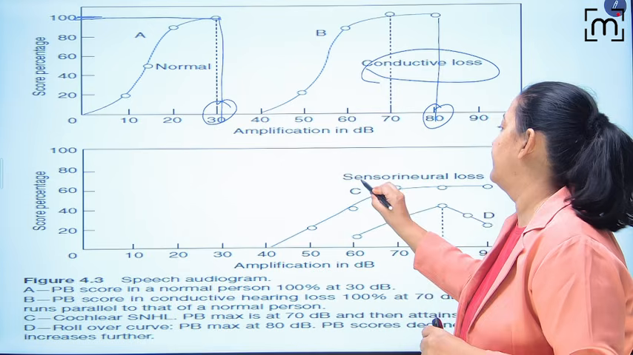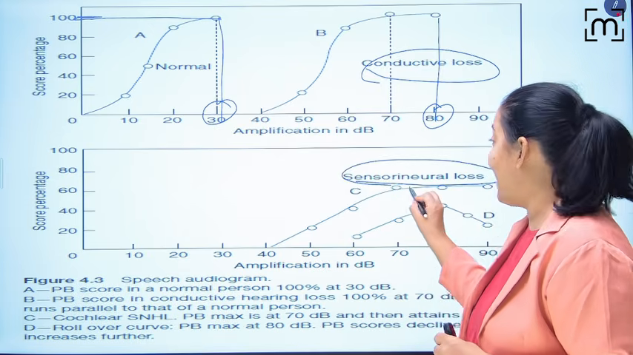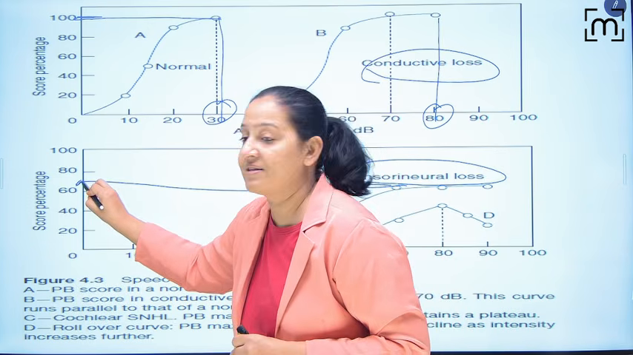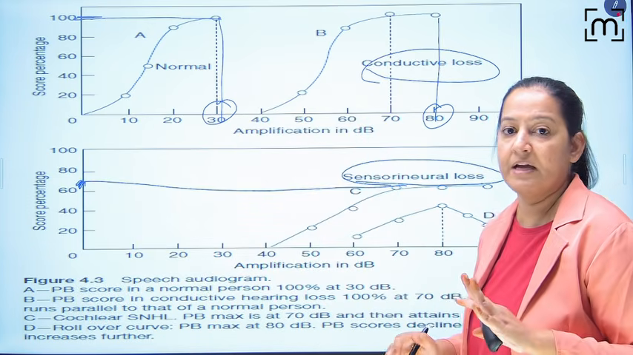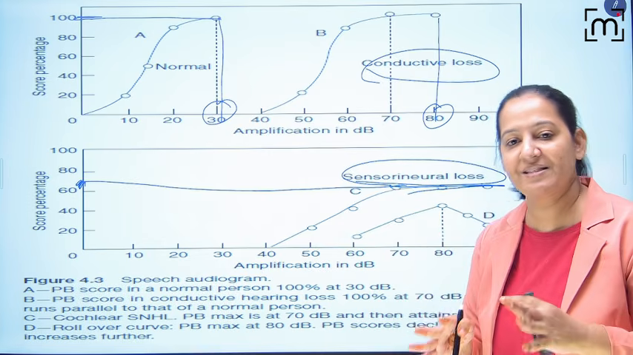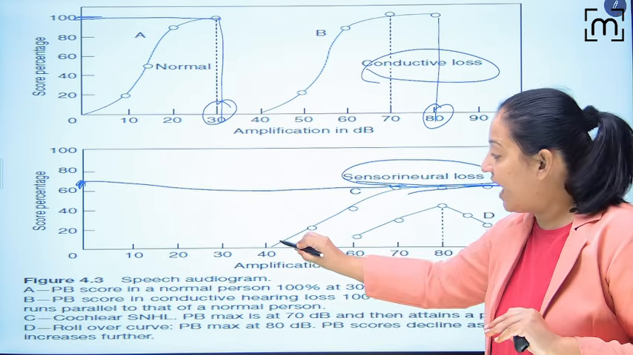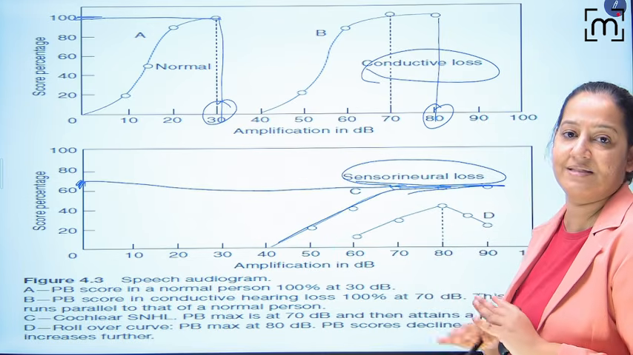But in cochlear sensorineural deafness, a maximum of 70% of the words can be repeated at whatever intensity. Even on increasing the intensity, it will be 70%. Out of 100, only 70% of words can be repeated correctly, not more than that. On increasing the intensity, the highest is 70.